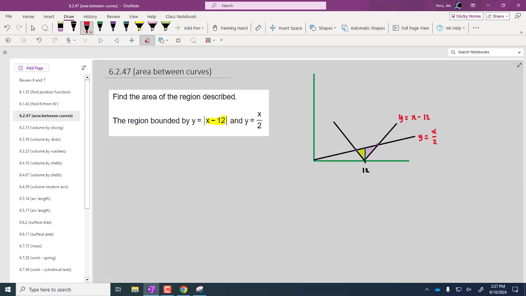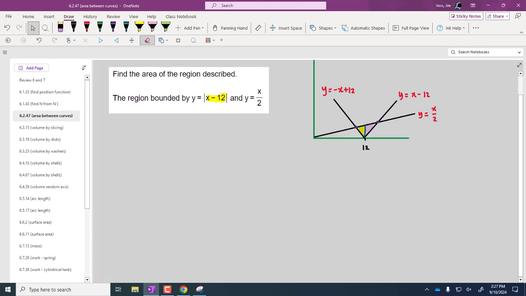If you're to plug in numbers to the left of 12, what's inside is negative. And to make it positive, we multiply it by minus 1. So the equation of this line over here is y equals negative x plus 12. We multiply what's inside by negative 1. That's what makes it positive. So now we know what we're dealing with.